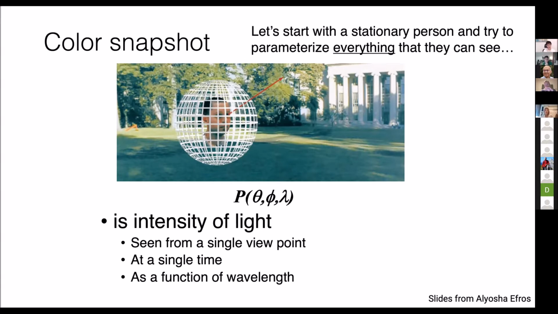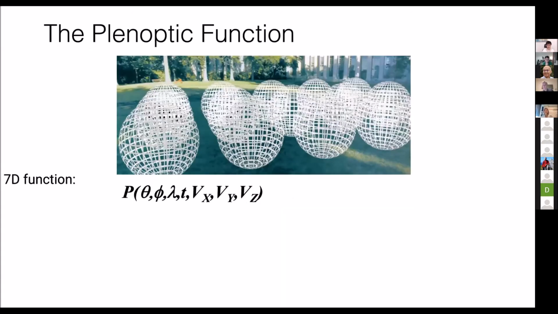Now you can generalize this to wider settings. Let's start adding time and location. Then you get this 7-dimensional function where you have the viewpoint, which is a direction, the wavelength, which is for the color, a physics-based model, time, and also 3D location. So this is why you see these many different spheres at every single point.